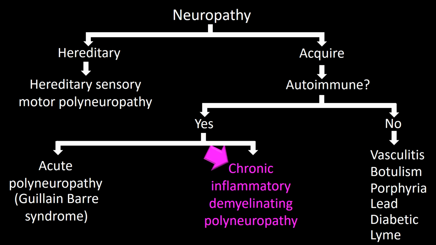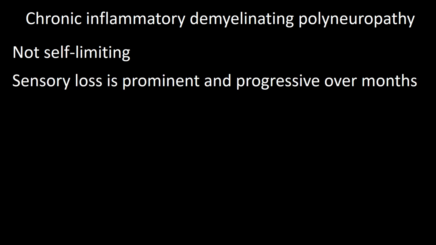Chronic inflammatory demyelinating polyneuropathy is easily distinguished from the acute inflammatory demyelinating variant of Guillain-Barré because chronic inflammatory demyelinating polyneuropathy is not a self-limiting disorder. Sensory loss is prominent and progressive over months. A trigger is seldom present.